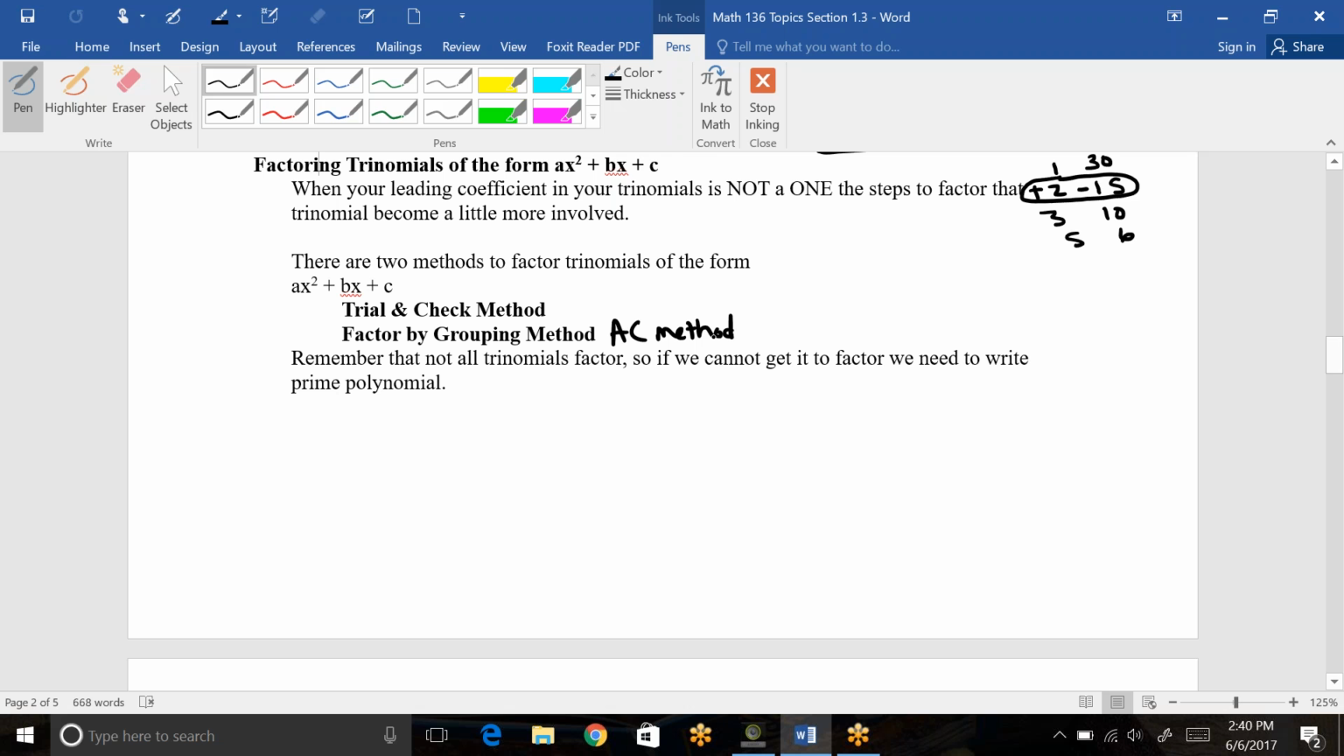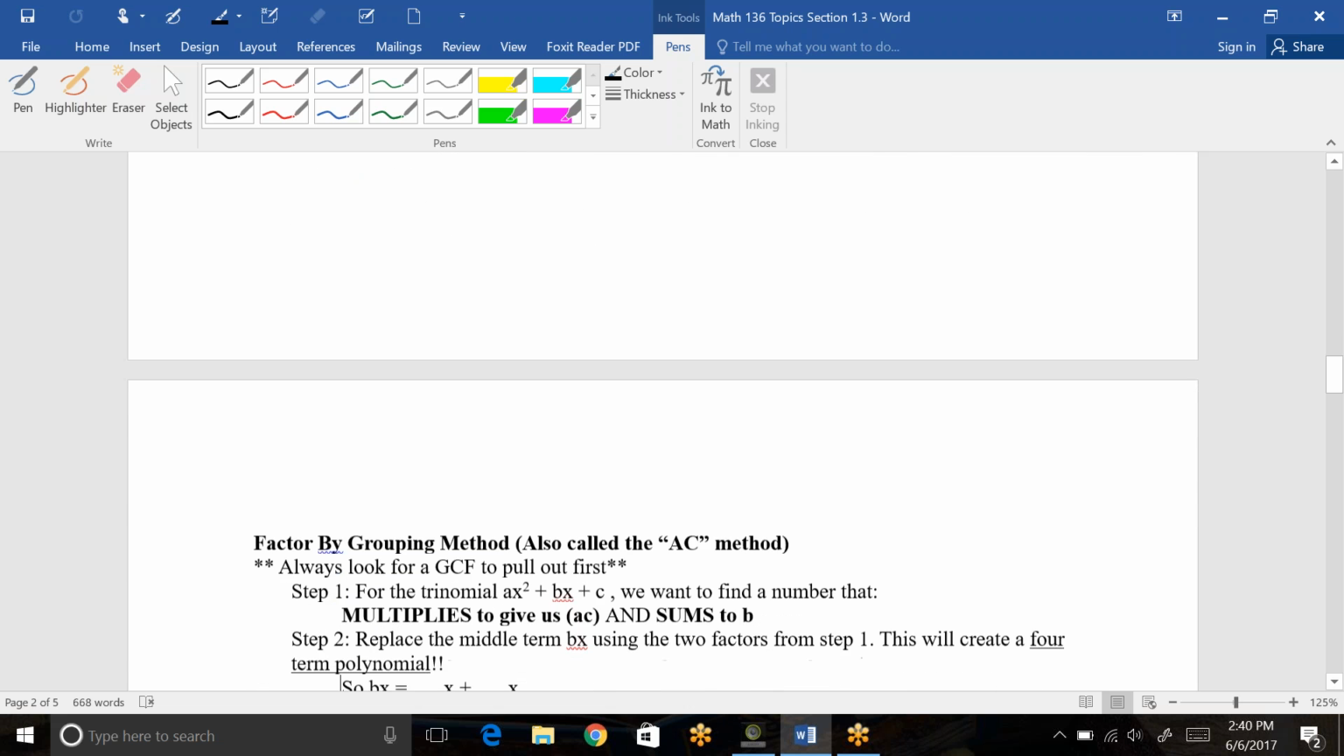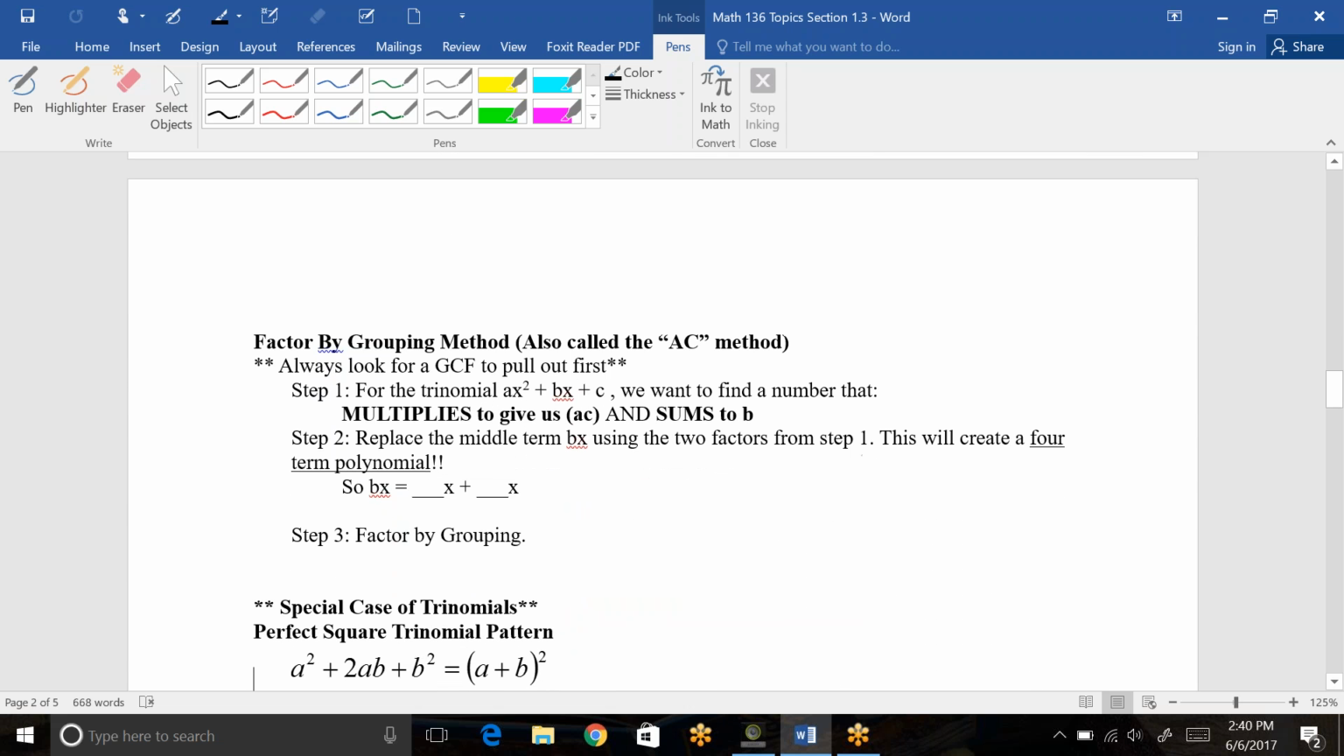I don't focus on trial and error because if you aren't what I would call someone who is very intuitive about factoring, then you don't need to be messing around with trial and check because it's really guess and check. And you have to FOIL a bunch of stuff to see if it works. So I think that most students would want a systematic approach to this. So we're going to look at the factor by grouping method. I have the notes on what trial and check is, but I wouldn't worry with it too much. So let's talk about how to do the AC or factor by grouping method.